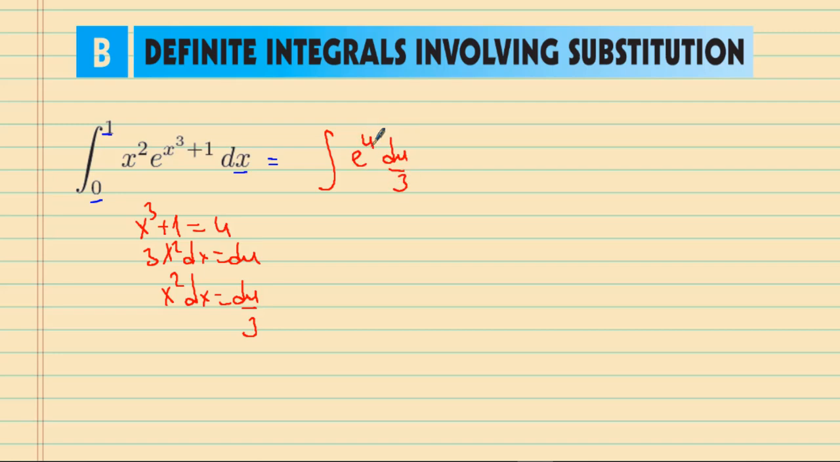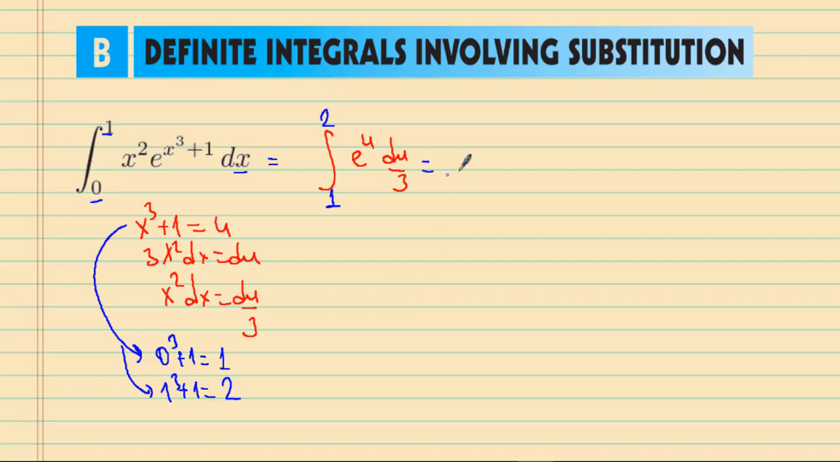Now look here, I don't have x, everything is with respect to u, so I can also change the boundaries. At first, the boundaries start with 0, so I have to do it with respect to u, so it will be between u1 and u2. So how do we do it? In the first part, what we called u, we replace x with 0: 0 cubed plus 1 will be 1. So when it's 0, the lower boundary with respect to u is 1. And when it's 1, 1 cubed plus 1 will be 2. So the upper boundary will be 2.